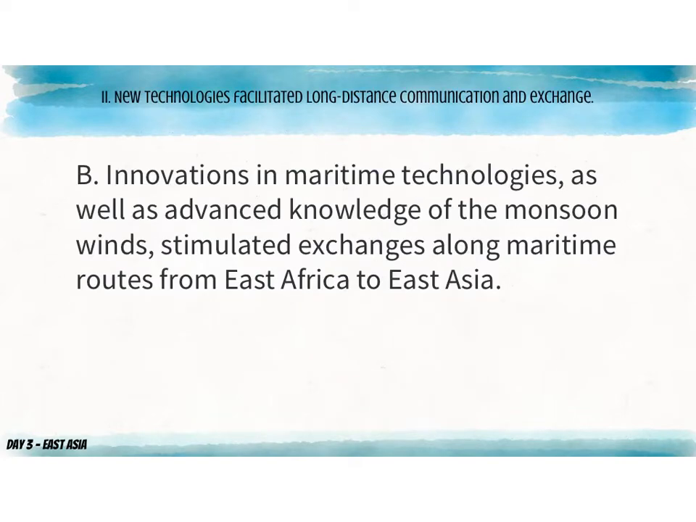This key concept is talking about maritime technologies. That has to do with the ocean or the sea. Anytime you see that word maritime. And in addition to maritime technology, so like better ship building, there's also better knowledge of the monsoon winds. These are winds that, hopefully you learned this last year in geography, they're occurring reliably at the same time, and so it affected when people traveled. They could use those winds to their advantage. And so this stimulates exchanges along the maritime route, so think Indian Ocean trade.